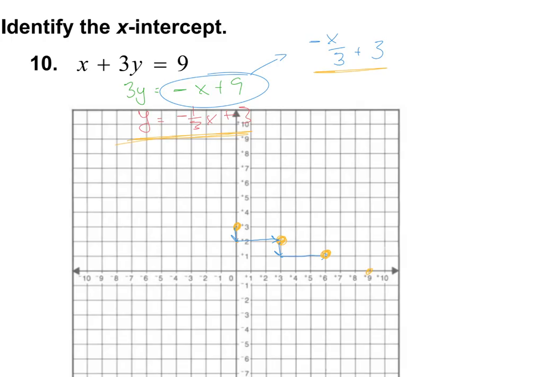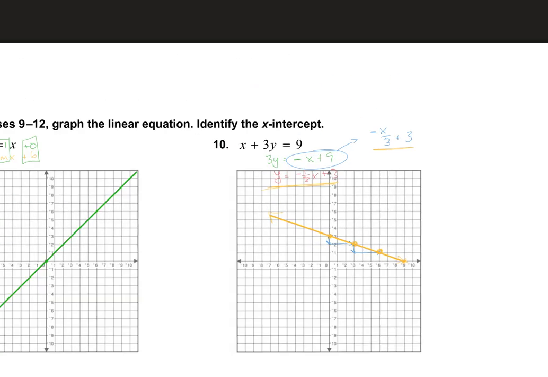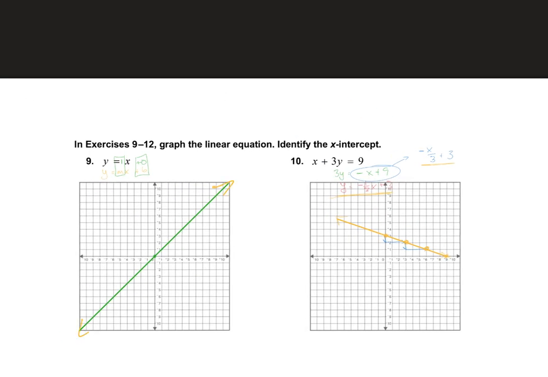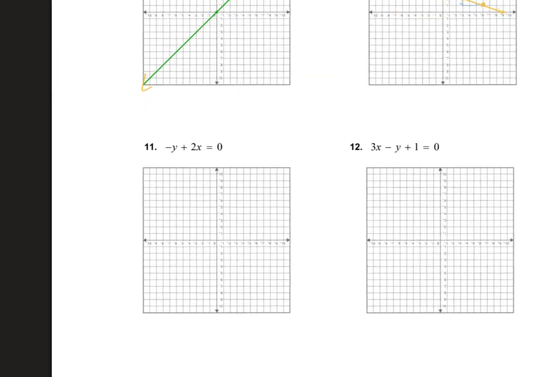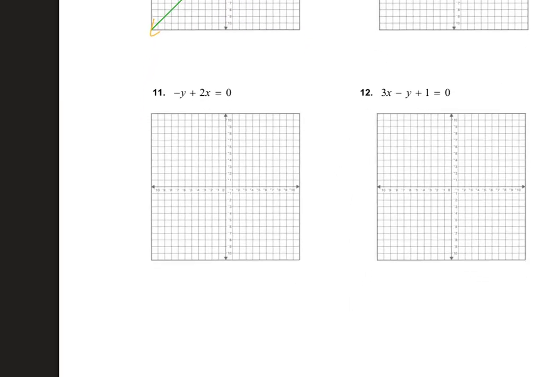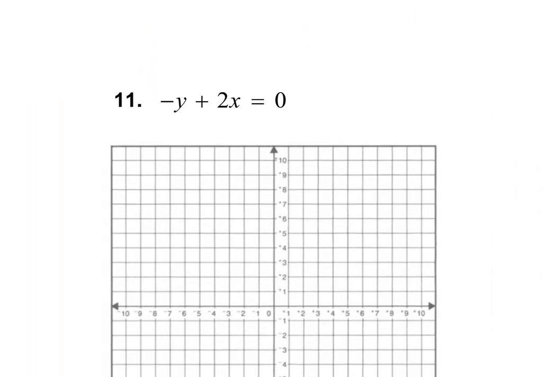Let's do one more. And let's graph this thing. Like that. I didn't do it on the other one, but throw some arrowheads on there. Great. Next, negative y plus 2x equals 0. I'm just going to add the y to get 2x equals y, also known as y equals 2x.